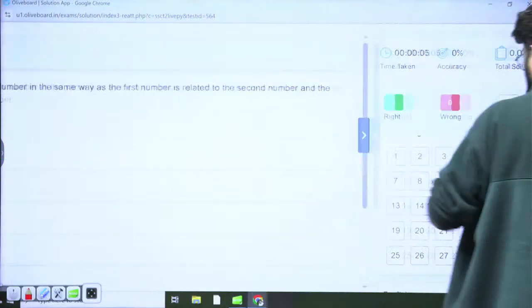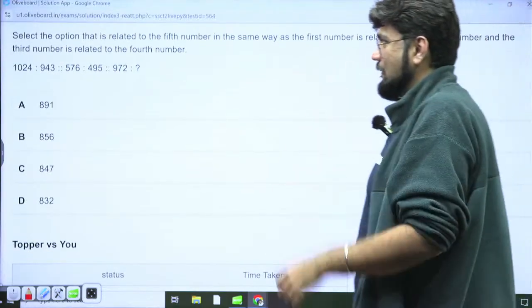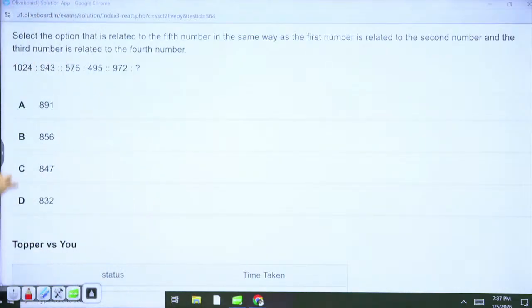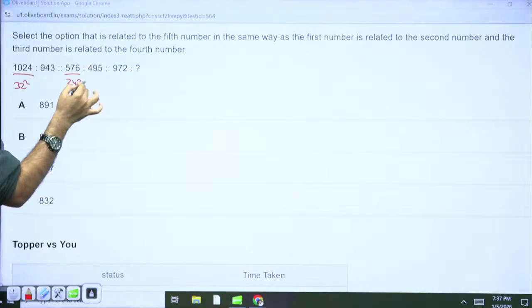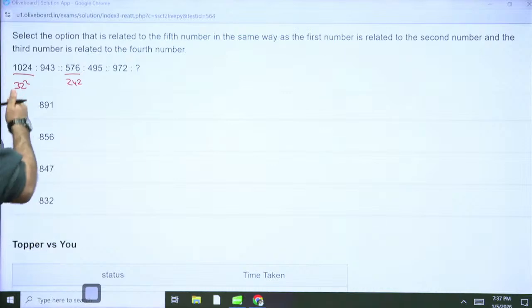And the last question for the session today. Analogy. 1024 is 32 square. And this is 24 square. Is it related somehow? But 972 is not a square. So I think this is useless. It's got nothing to do with squares.